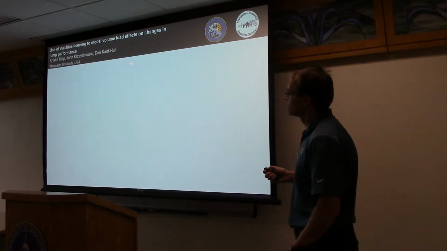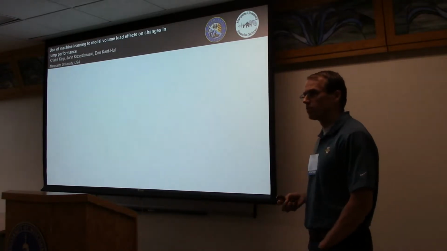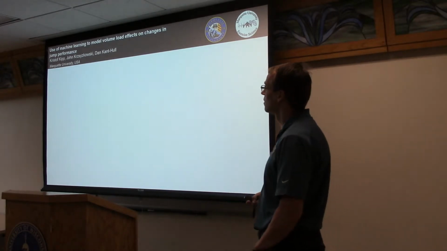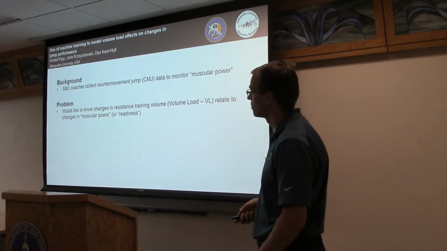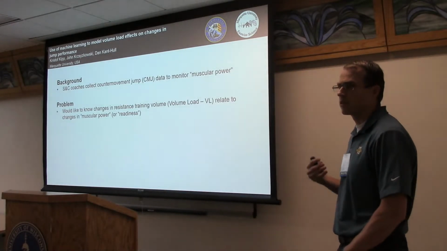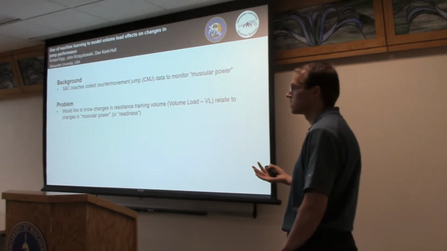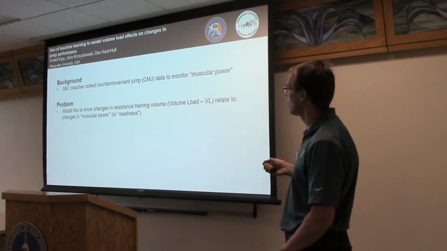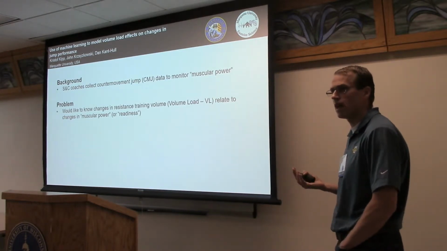So the second example is using machine learning to model the relationship between volume load of training in relation to vertical jump performance. Our strength and conditioning coaches collect jumping measures pretty much on a weekly basis, and they use this as a way to monitor muscular power of athletes.